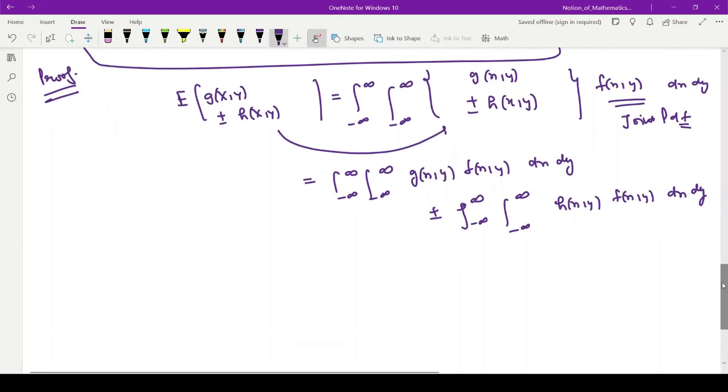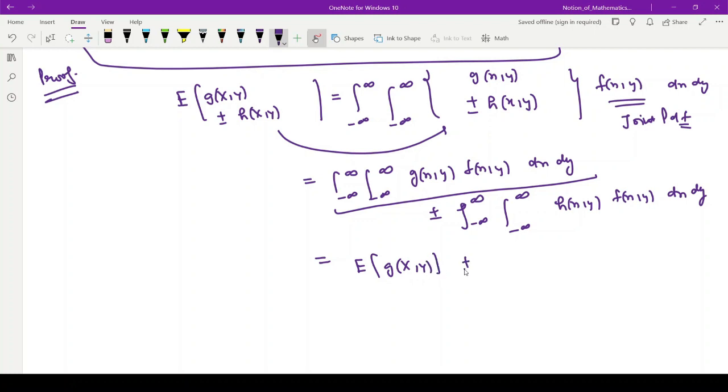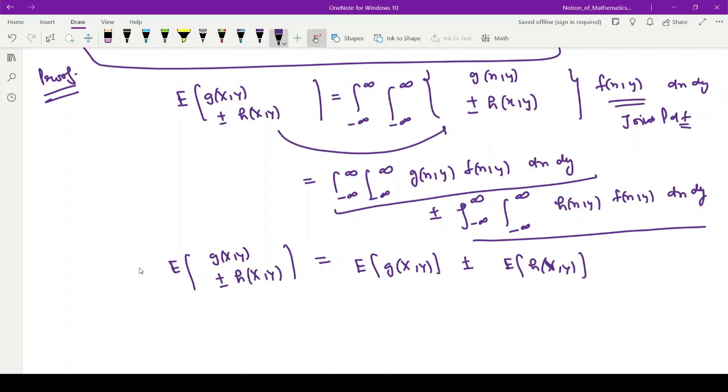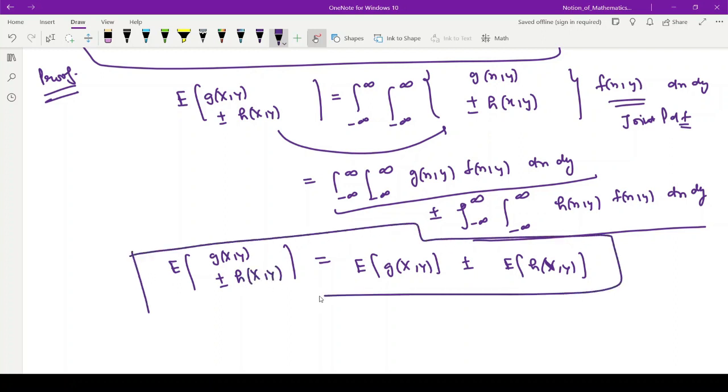So what can we obtain here? This particular term is just the expectation of g x y, and plus or minus, this particular term is the expectation of h of x comma y. So it is the expectation of g x y plus or minus h x y. It is like this one: the expectation of g x y plus or minus h x y.